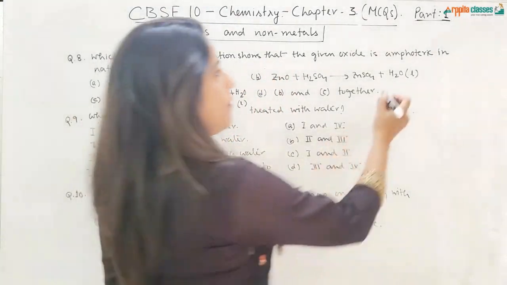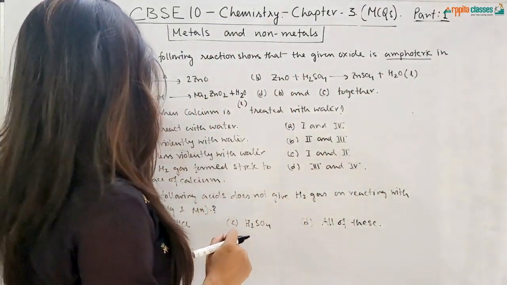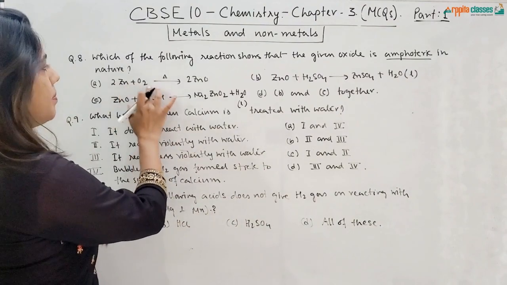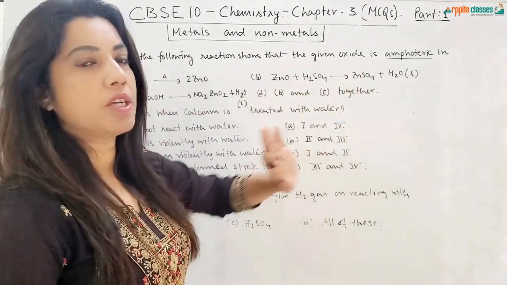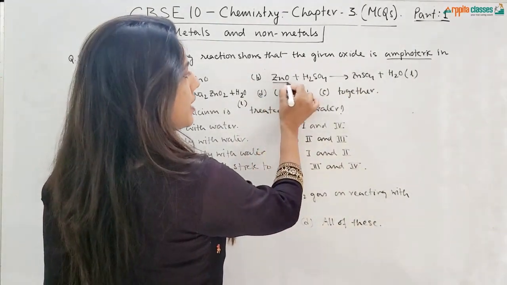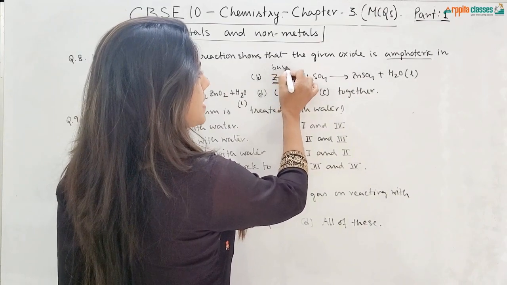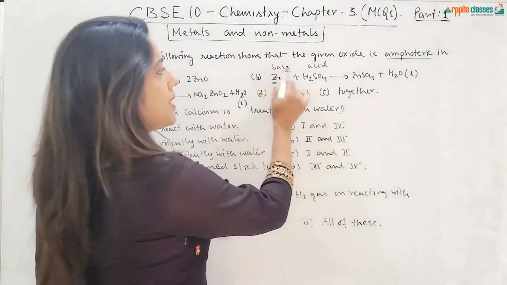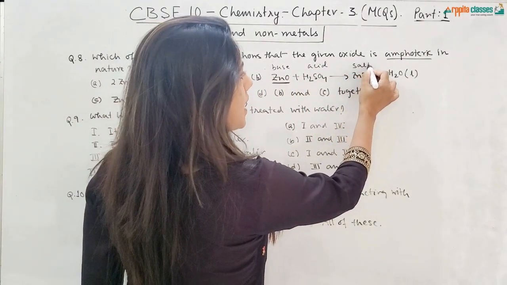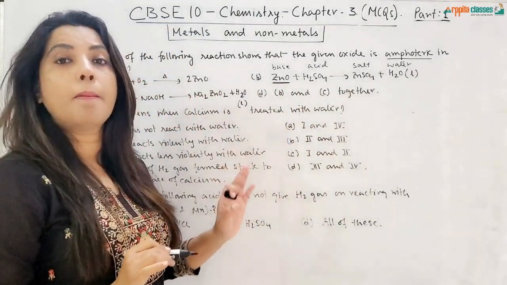Amphoteric means both acidic and basic in nature. Zn plus O2 gives ZnO. ZnO plus H2SO4 gives ZnSO4 plus H2O. This reaction shows that ZnO is basic in nature, because this base reacts with acid. H2SO4 is an acid, we know. So when a base reacts with acid, we get salt and water. So in this case, ZnO is reacting as a base.